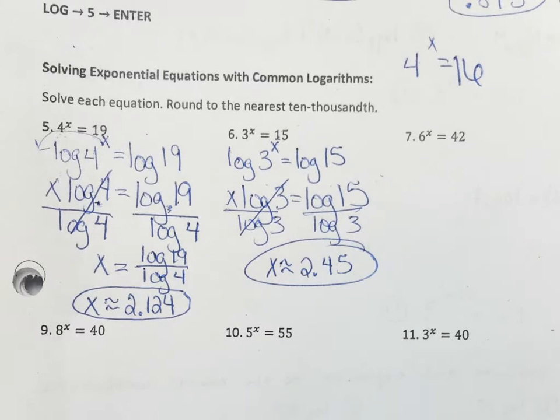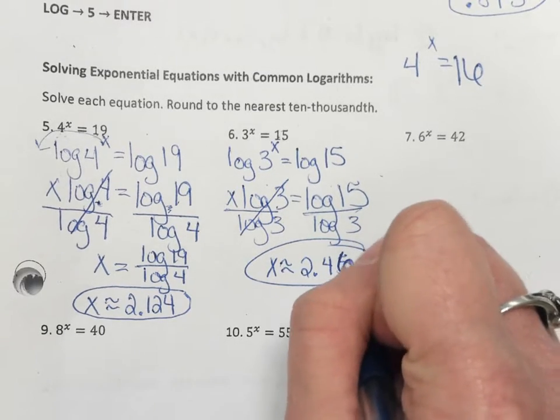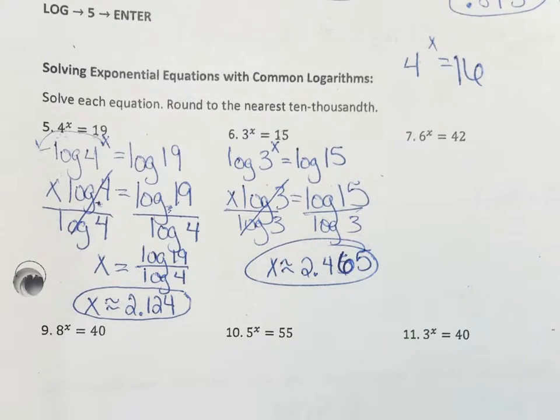2.465. Very good. You want to check it? Oh, I didn't. Oh, 2.465. I said that, didn't I? I didn't write it. Thank you. All right, check it and see if you get the same thing or close to it. You get 15.00. Close enough, right? All right. So here we go. You got 6 more. 6 more.